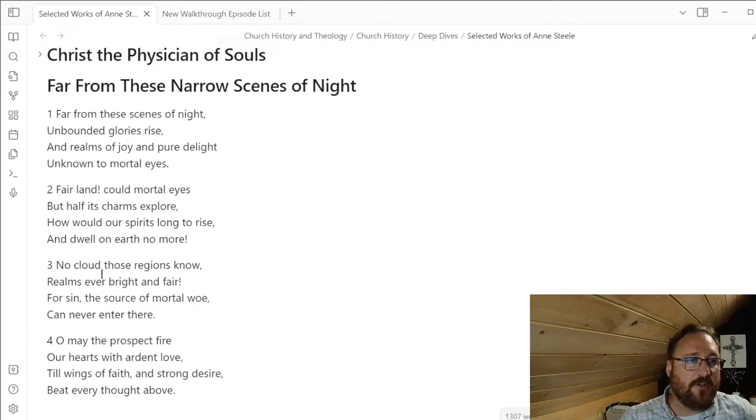Fifth song, or penultimate. Far from these narrow scenes of night is the title.